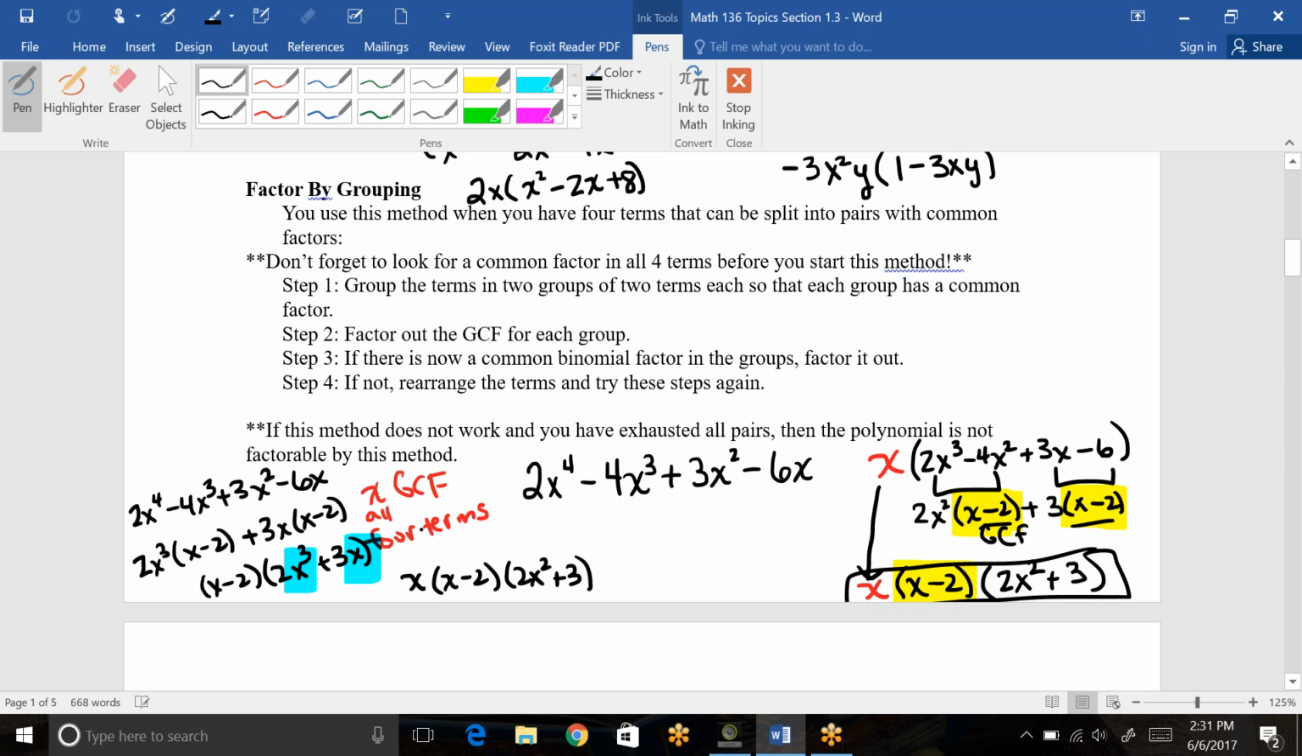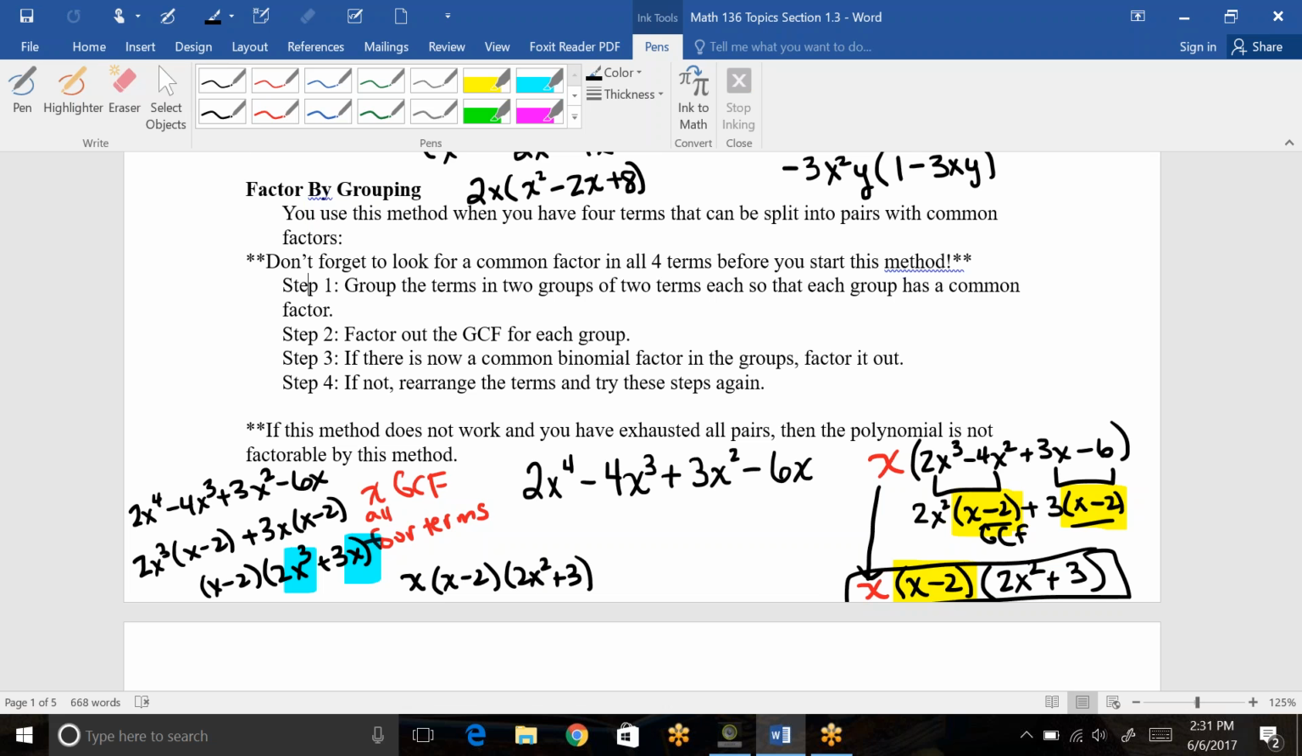If you don't pull the GCF out at the beginning, it might mess up your answer at the end. So that is factor by grouping. Again, if you can't get the pairs to give you a matching parentheses, you can try to rearrange them and try it again. But if you've exhausted all ways of rearranging the 4 terms, then it's just not going to factor, and we consider something that doesn't factor to be prime.